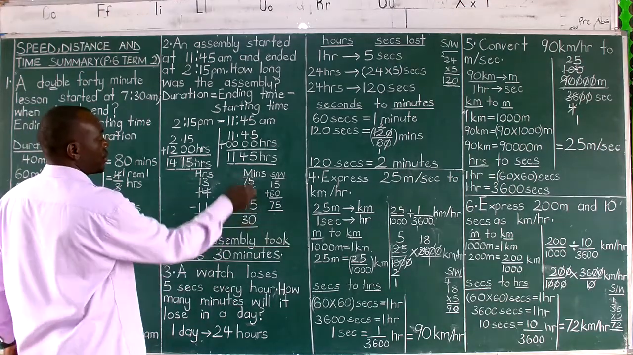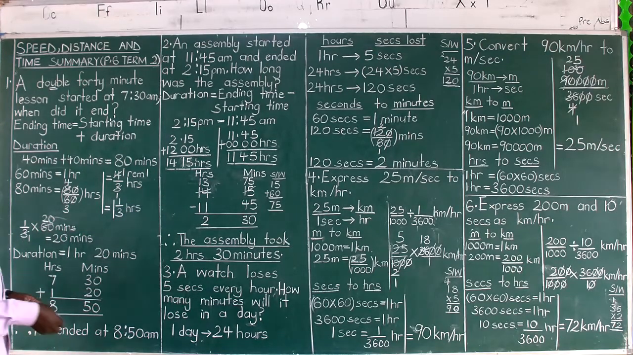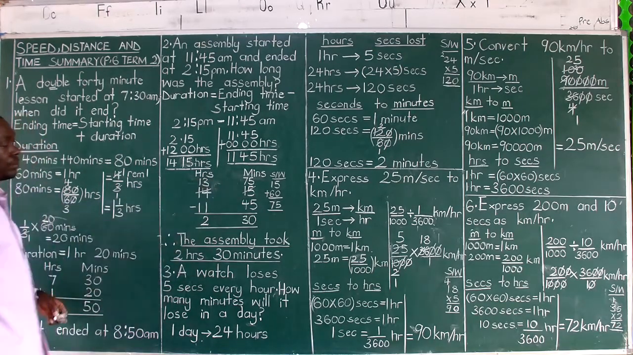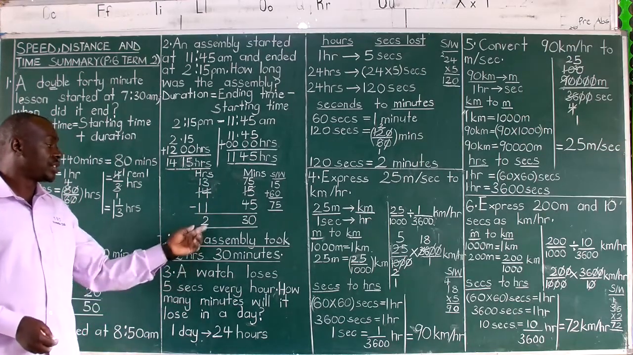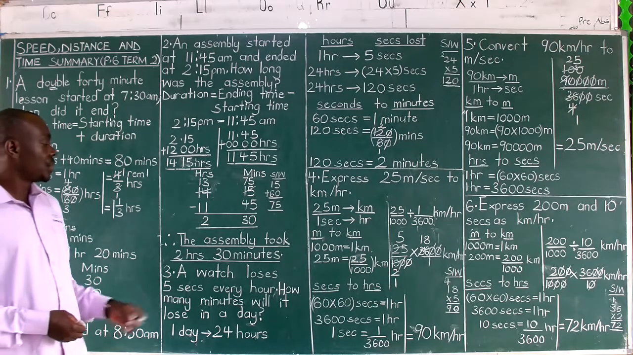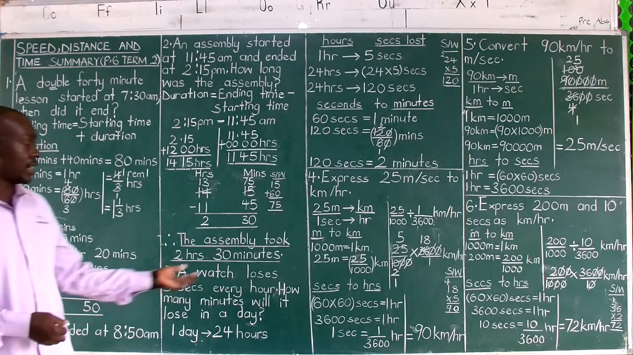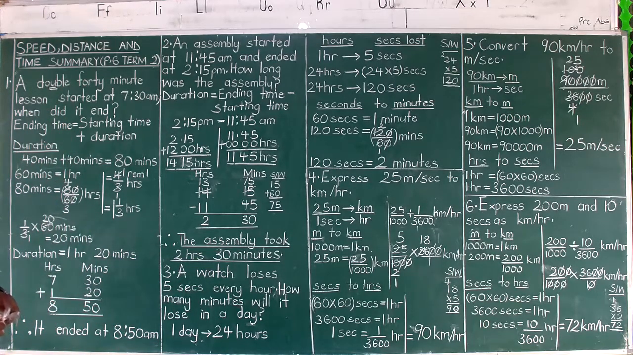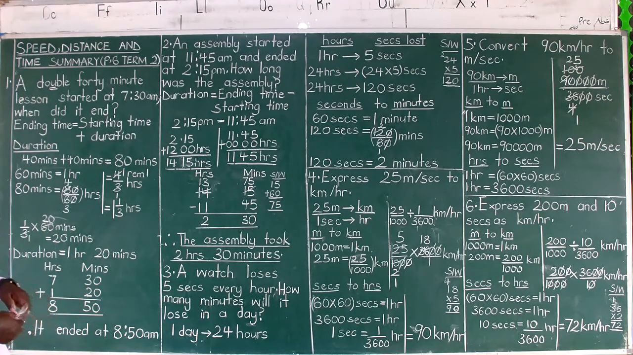5 minus 5 is 0, 7 minus 4 we get 3, so we get 30 minutes remaining that side. Remember, after borrowing, we remain with 13 hours. 13 minus 11, you get 2 hours. So the assembly took 2 hours and 30 minutes, having started at 11:45 a.m. and ended at 2:15 p.m.